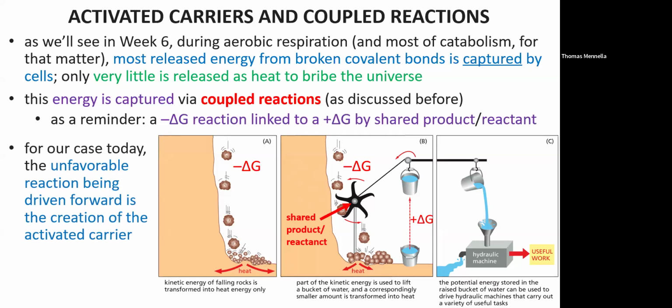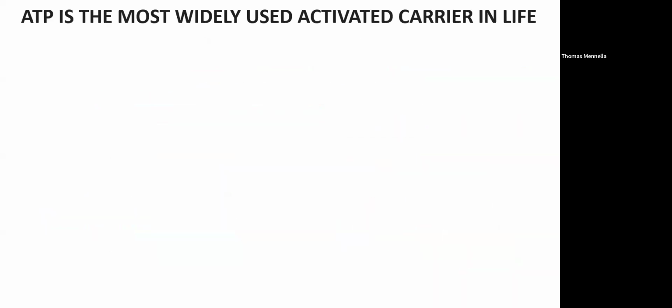And for our purposes today, the unfavorable reaction that has the positive delta G that we need to drive forward is the creation of a high energy bond linking something to the activated carrier. The activated carrier will contain more potential energy than it did before because a high energy bond was created. But if that's a high energy bond, that means a lot of energy had to go into making that bond. That reaction had a positive delta G, so we need something else with an even higher negative delta G to offset it. It's all going to come down to making these high energy bonds, stretched out rubber bands that contain a lot of potential energy.